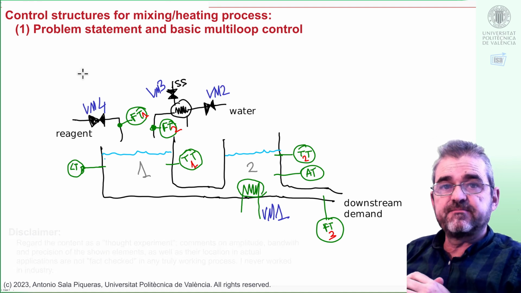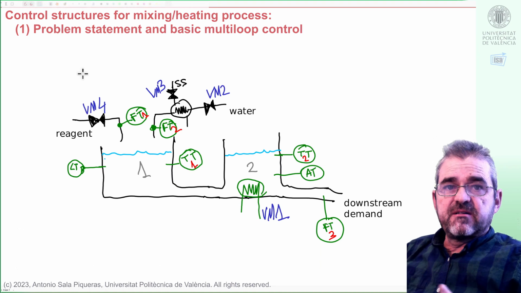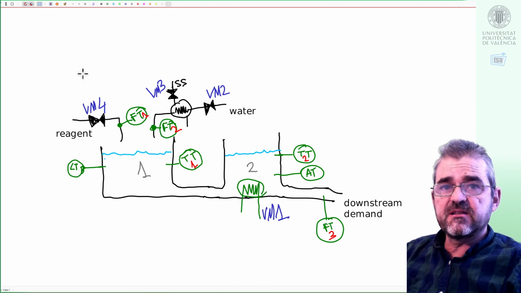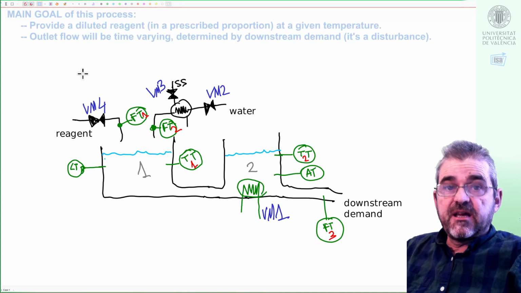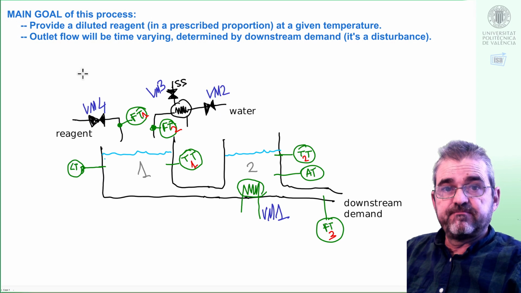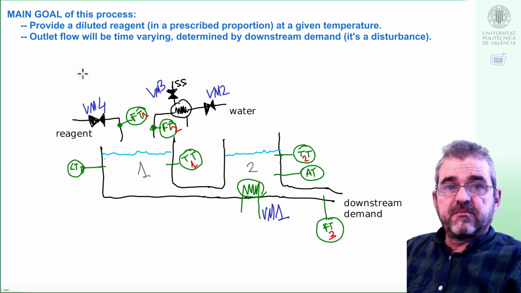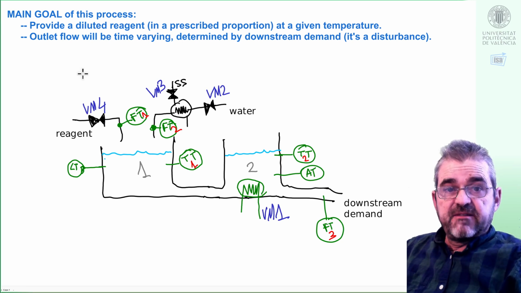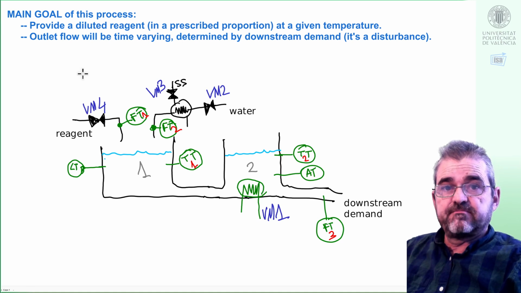So let us start by describing in lay words why we are considering this control problem. Well, the basic idea here is that a reagent must be diluted in water and also it must be heated to a given temperature. So the goal of this process is meeting a downstream demand with whatever flow they wish of this diluted reagent at a given concentration and a given temperature.